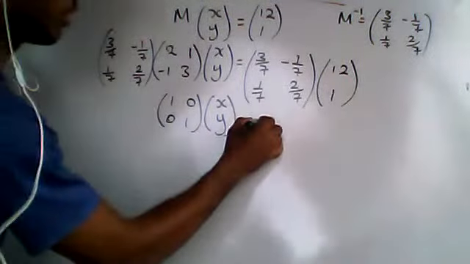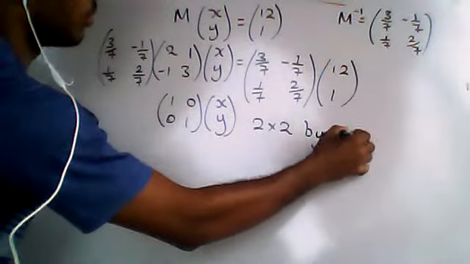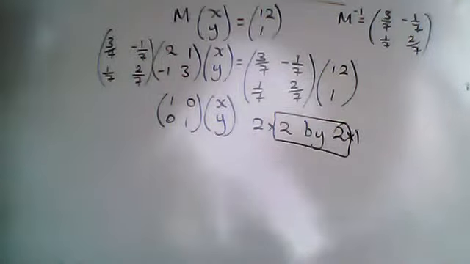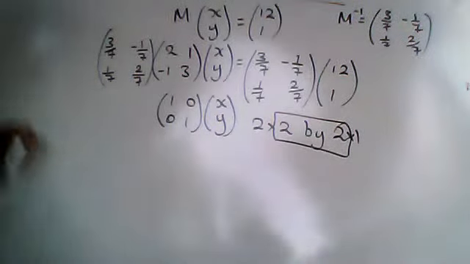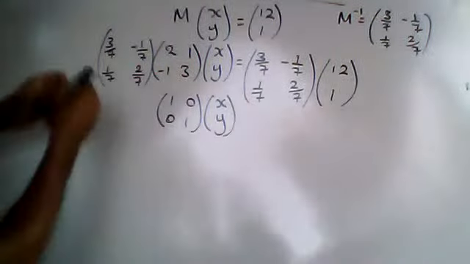Now, let's see if this is conformable. So we have a 2 by 2 by a 2 by 1. So now we can multiply them because they're the same. Everybody get that? Yes, sir. All right, so let me take this out. So what I'm going to have is equal.